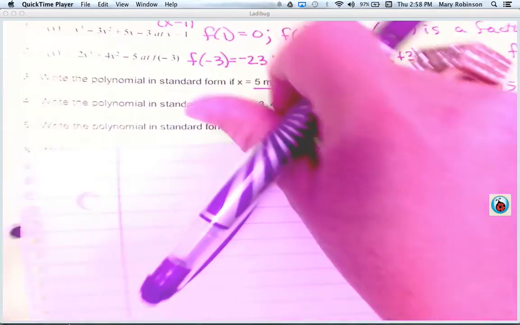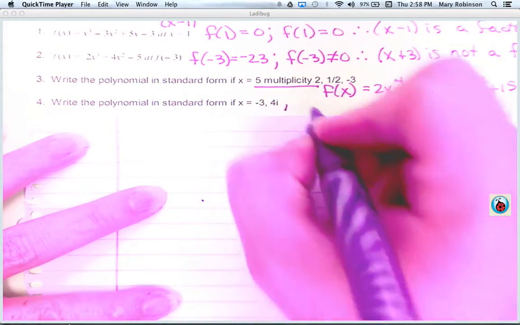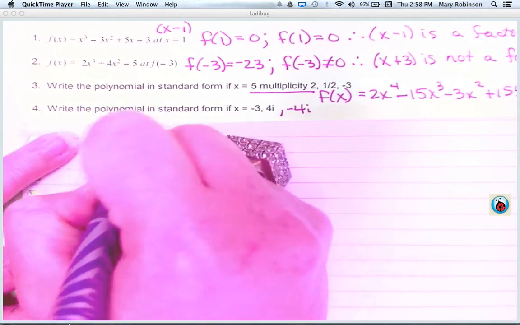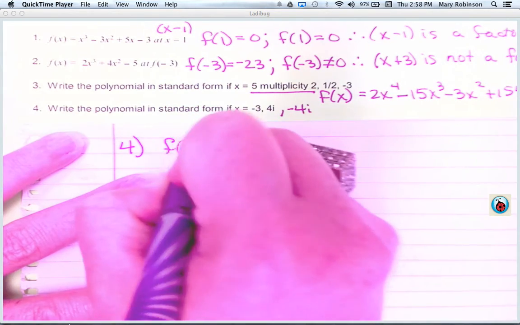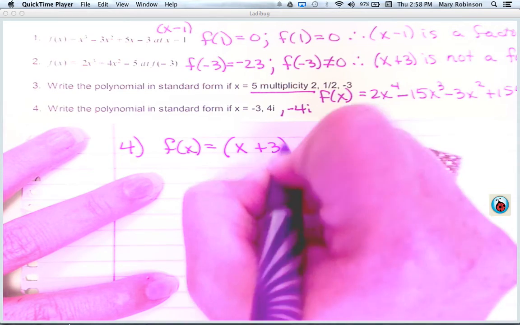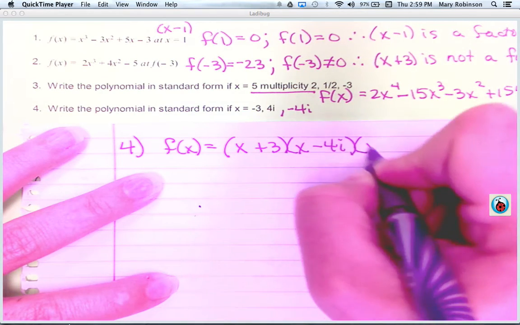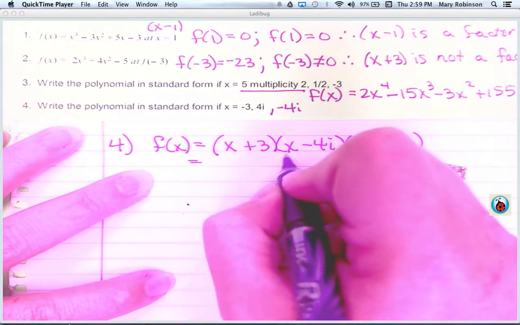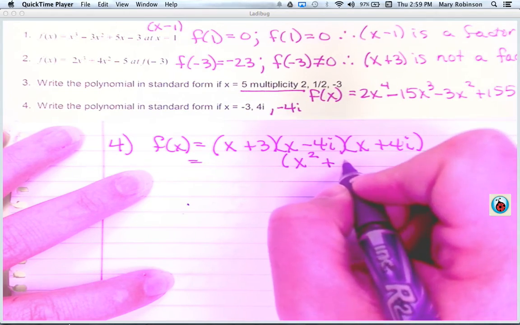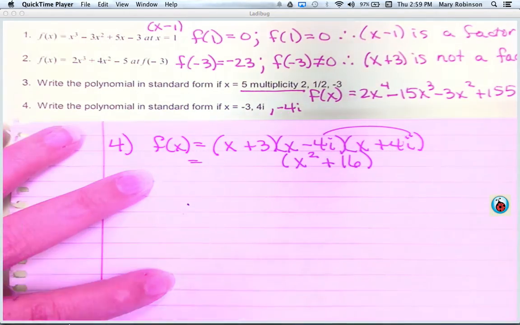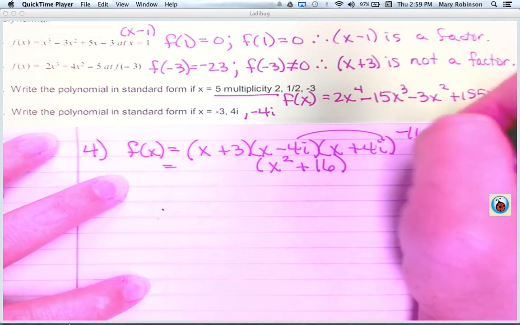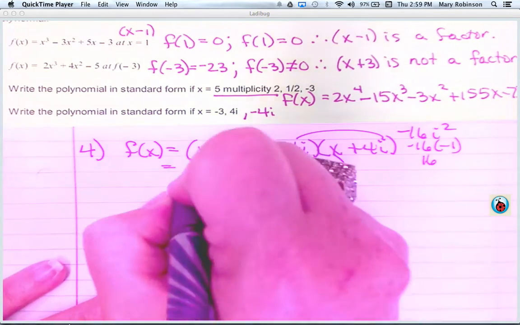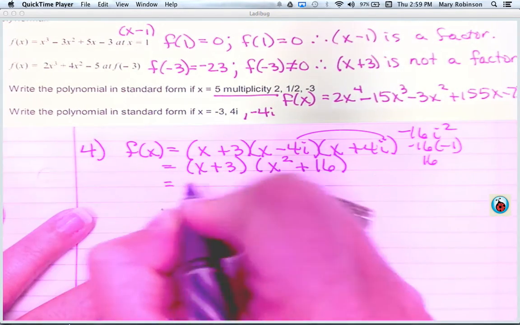All right. So for number 4 here, we have to remember that for any of these that have a conjugate pair, we need to include that. So for number 4, we've got the polynomial f of x equals the quantity x plus 3, x minus 4i, and x plus 4i. Please remember that you can do the box for this if you like, but you should be able to quickly multiply it out and get x squared plus 16. The reason is when you multiply this last term, we get negative 16i squared, which is negative 16 times negative 1, becoming positive 16. We have to distribute that with a x plus 3 as well.